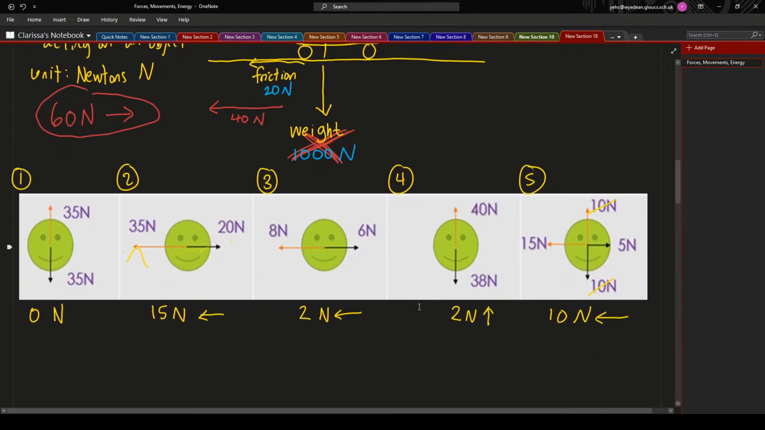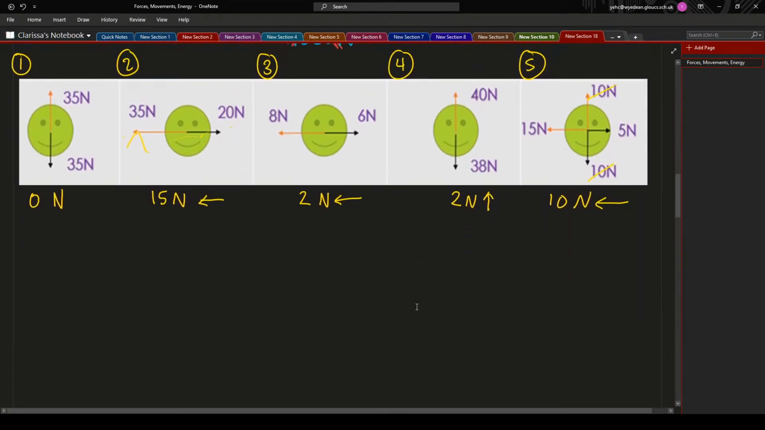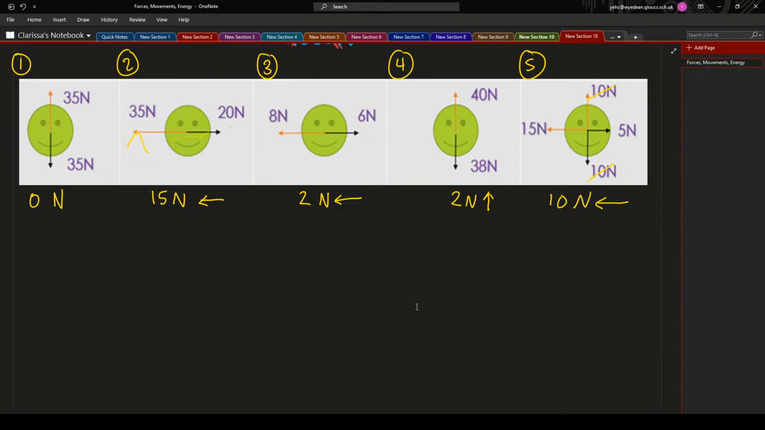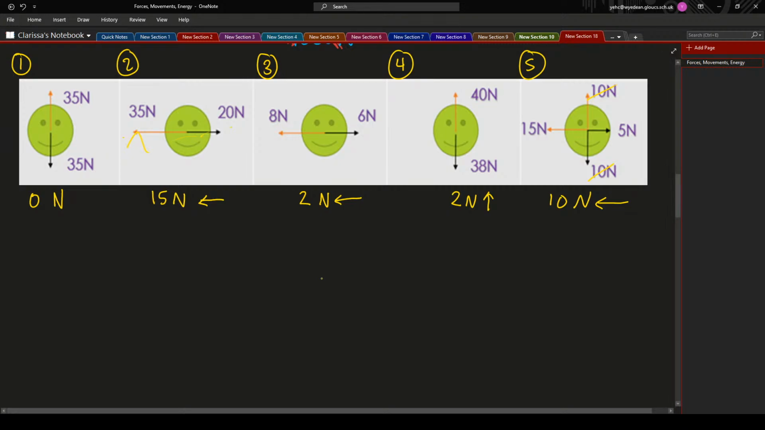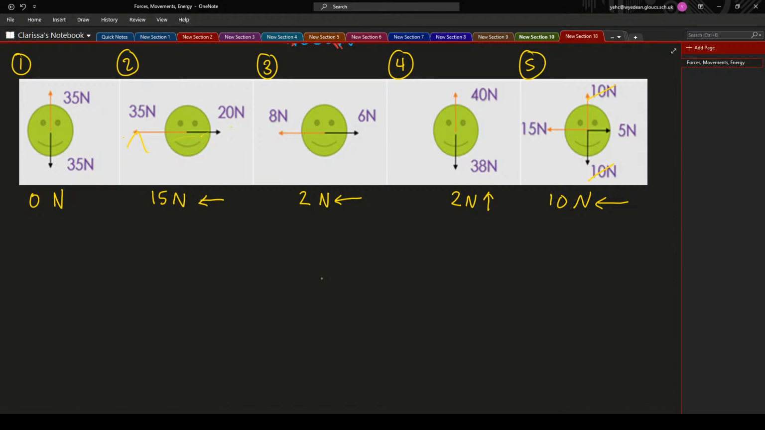Okay. Now, what does this have to do with motion? And using this to predict how an object is going to move. With resultant forces, we can use the resultant force to do calculations. Calculations will be at GCSE level, but I'm just giving you basically an idea of what the point of finding the resultant force is.